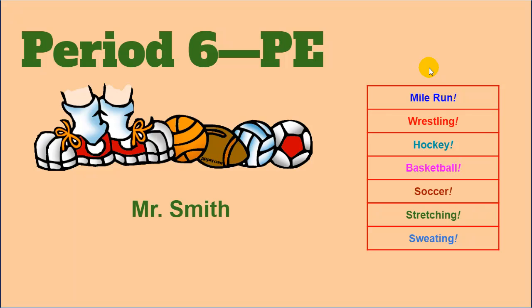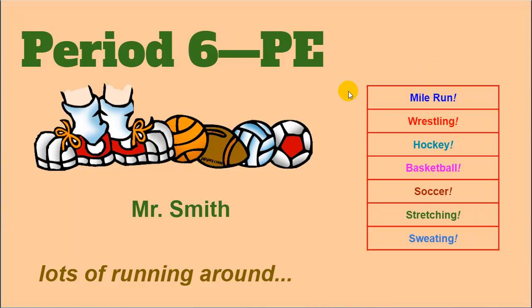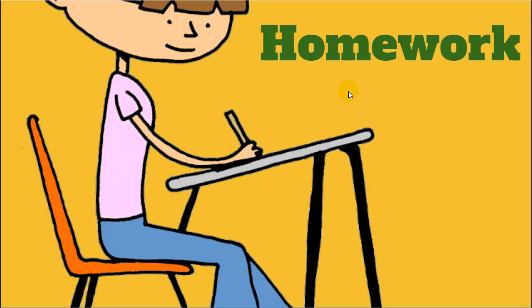Let's click it. See if I have animation on this slide. Let's click it. Let's see what happens. Yeah, animation. Lots of running around in PE. That's my little explanation about PE. Okay, let's give it a click. Oh, homework. Let's give it a click, see if there's animation. Ready? 1, 2, 3, click. Oh, animation. Homework every night. Give it a click.